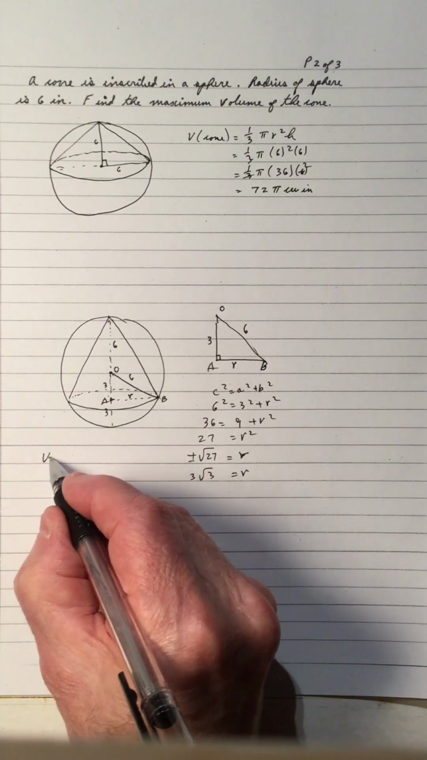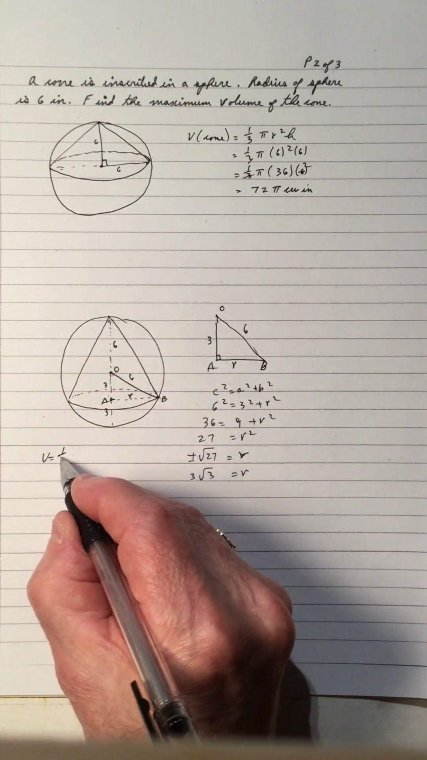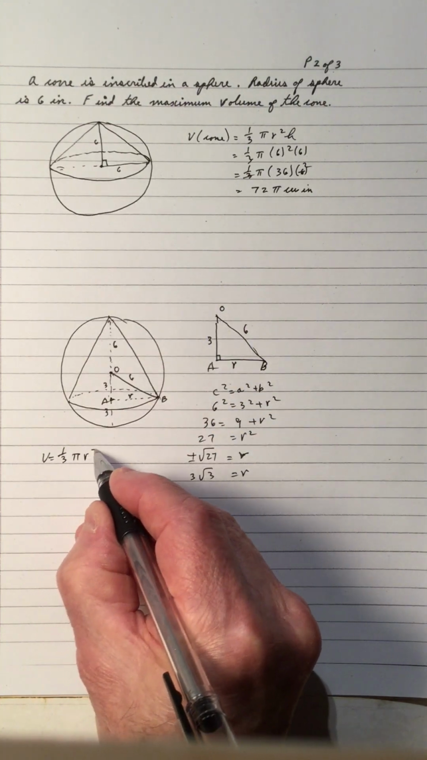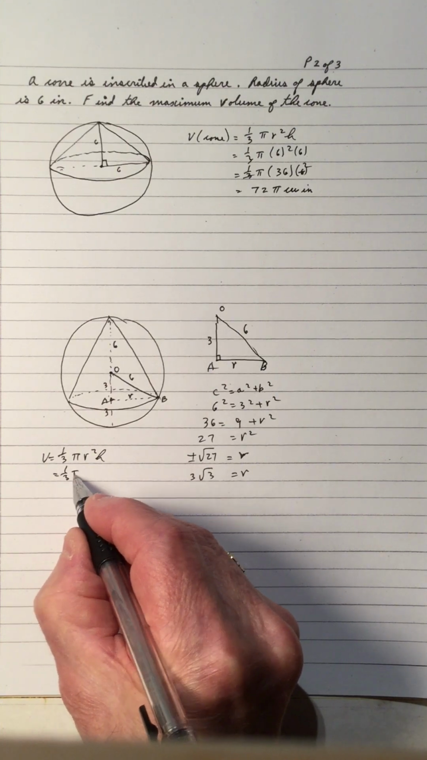So the volume of the cone is 1/3 pi r squared h, so that's 1/3 pi.